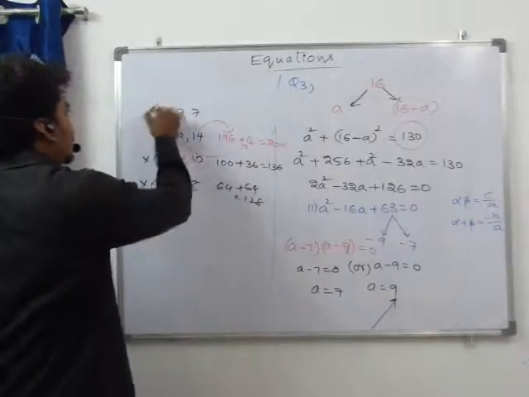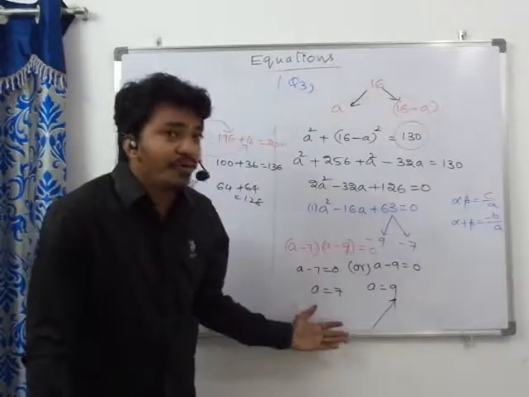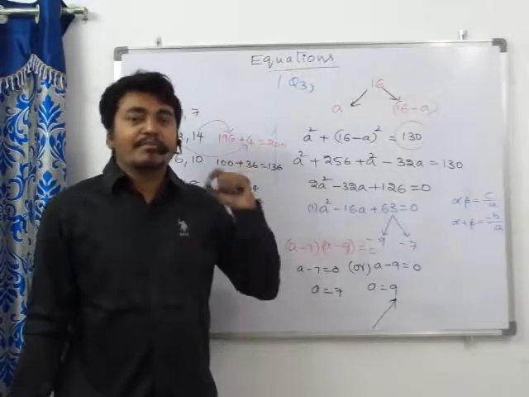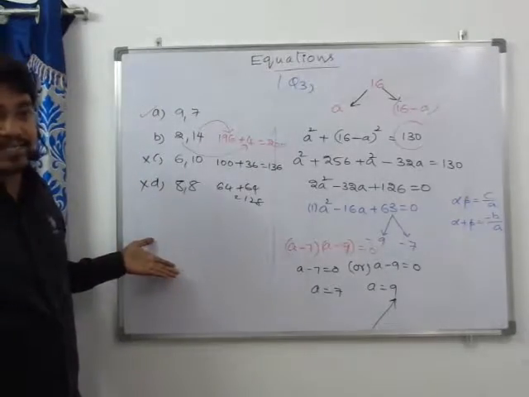So the only option is 9 and 7. See how simple the question is. But all this method you have to do when you don't have options. When you have the options in the exam, it's better to go like this. It is very simple.